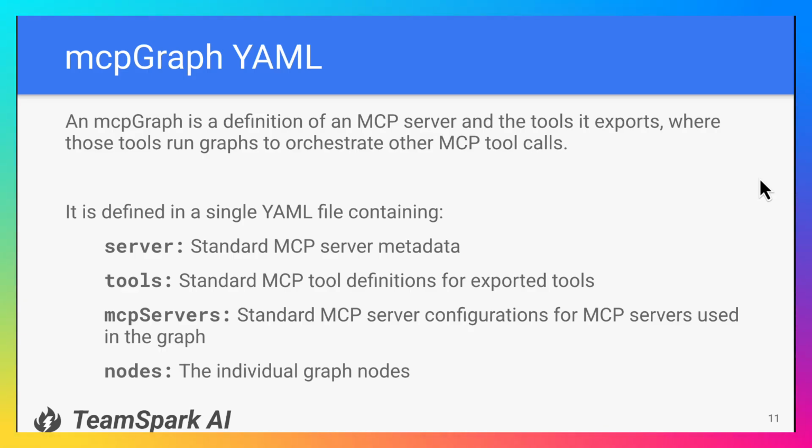Basically, we have a YAML file that contains a server definition, which uses the standard MCP server metadata. So it says, hey, here's an MCP server. It has tools that it exports, using the same standard MCP tool definition, so it tells you what tools it's going to export. It has a set of MCP servers that it uses itself within the nodes of its graph. And then it has a graph. It has a set of nodes that are the individual steps that actually run through the orchestration.